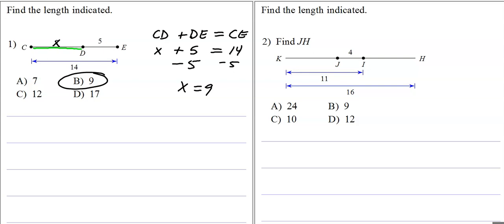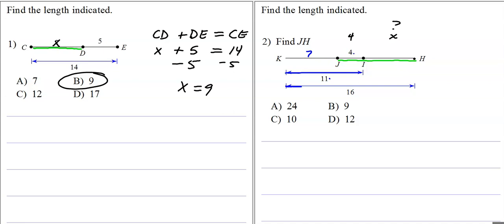Number 2, find J to H. So our ultimate goal is to find all the way from J to H. I'm going to put a little dot here just to make it look normal. So it looks like we're going to need to add 4 plus this amount over here. So we're kind of missing this IH piece. Let's see if we can use some of the blue pieces to help us out. Well, the first thing I notice is this 11 right here. So 11 take away 4 tells me that that piece is 7.